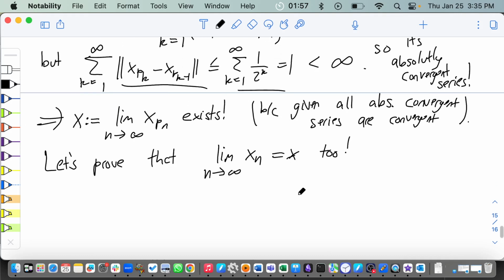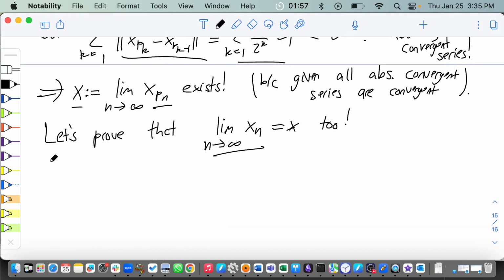And how can we do that? Well, the points are all getting close together, so we'll wait until this x_{p_n} is within epsilon of x, and then all the other points will be within epsilon of x_{p_n}, and then the whole thing will be within 2 epsilon of x, right? So the p_n's are getting close to x, all the other points get close to the p_n's because it's Cauchy, so by triangle inequality, they all get close to x.